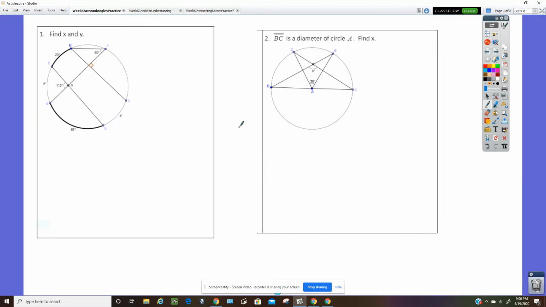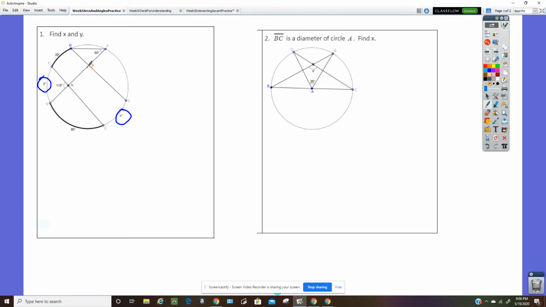Here's week 5 arcs and angles practice. So here it says to find x and y. So we want to find out what this is and what this is here.